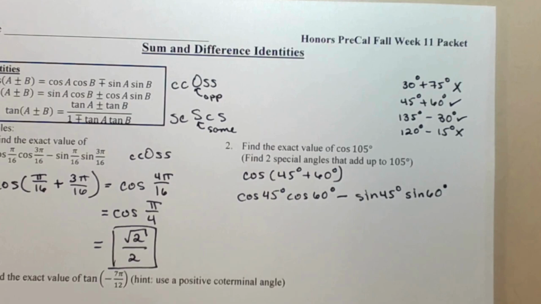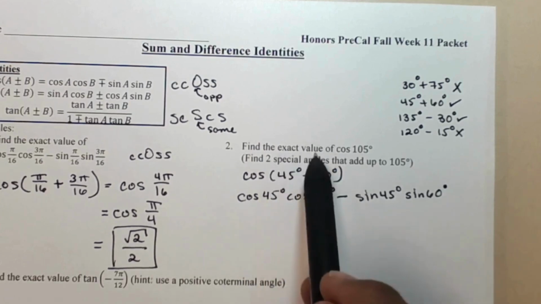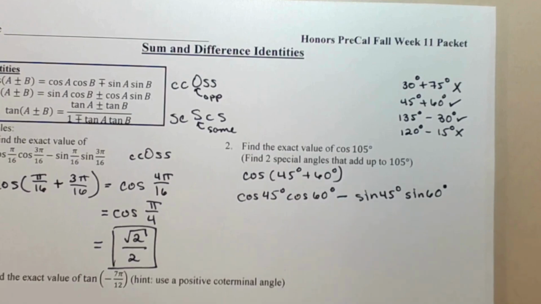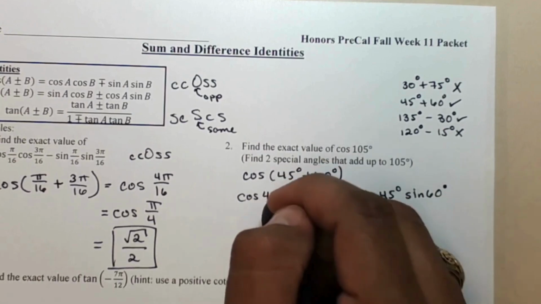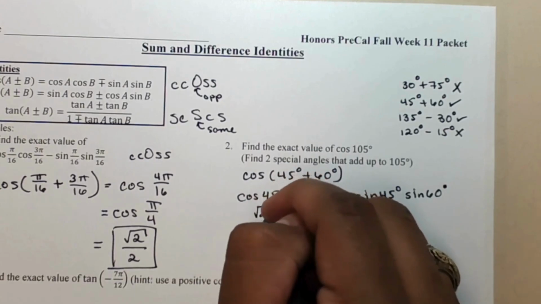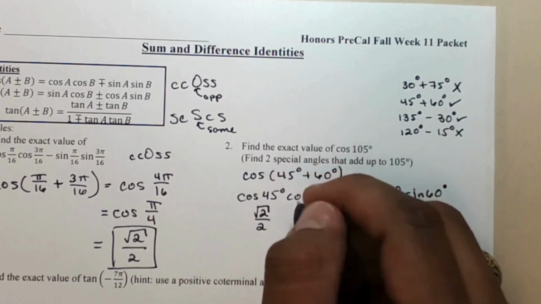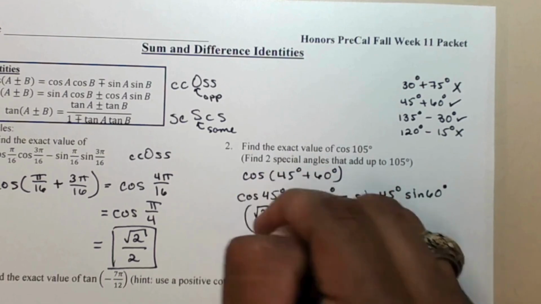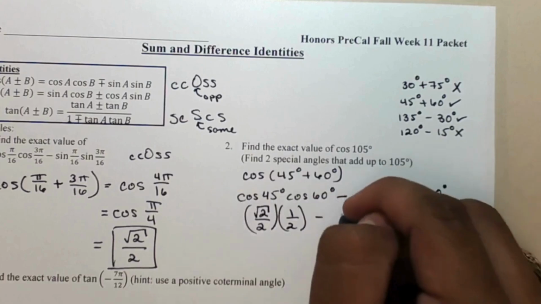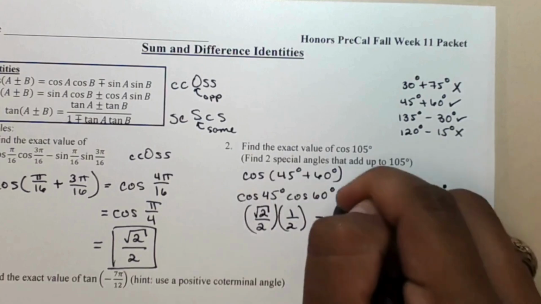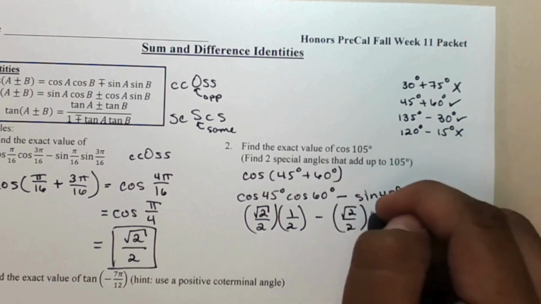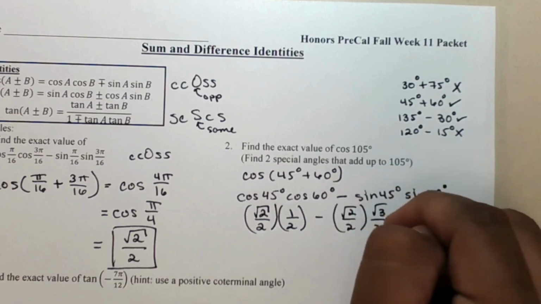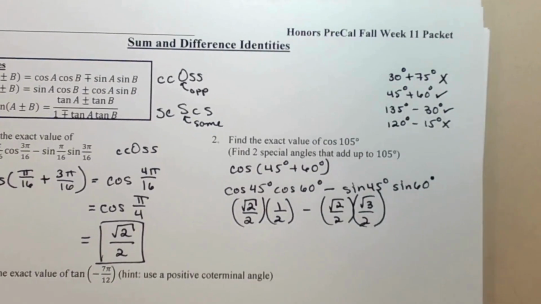Well, then we evaluate this more because, again, we're looking for the exact value. We want to have some radicals and stuff. So what's cosine of 45? Well, root 2 over 2. What's cosine of 60? Well, that's 1/2. And I'm multiplying those two together. Sine of 45 is root 2 over 2. Sine of 60 is root 3 over 2. And again, we're multiplying those.